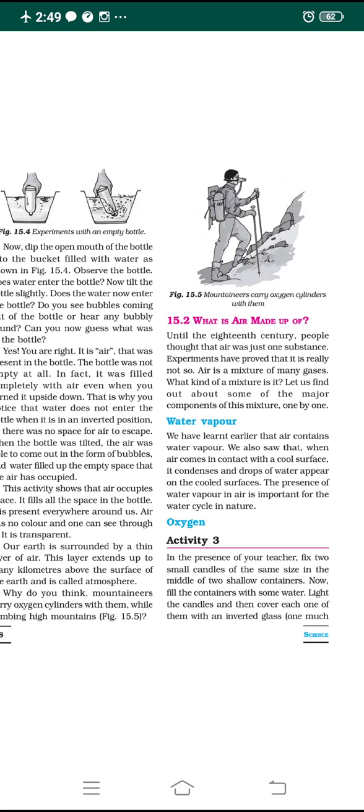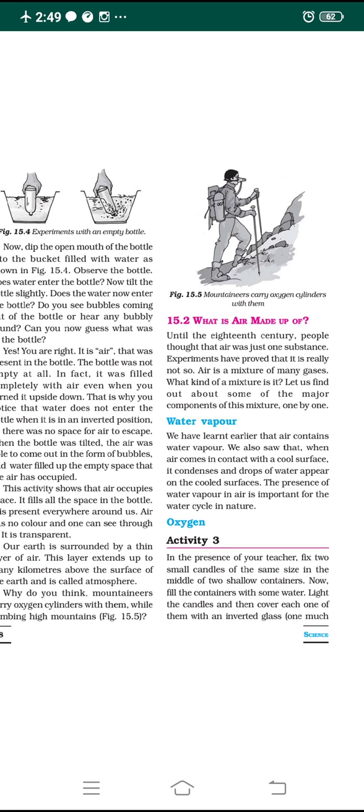So what kind of mixture is it? We have to find out some of the major components of this mixture, one by one. We have to study each component that is mixed in this mixture. The first one is water vapor.